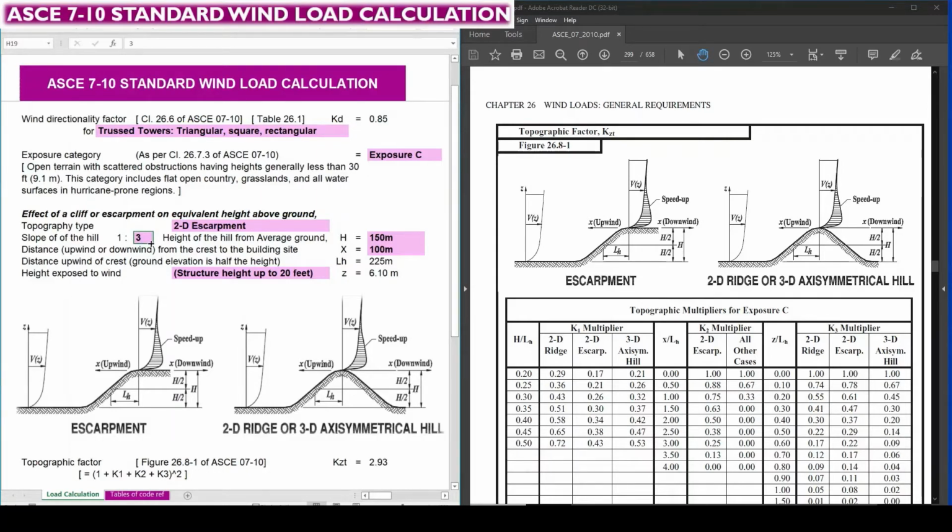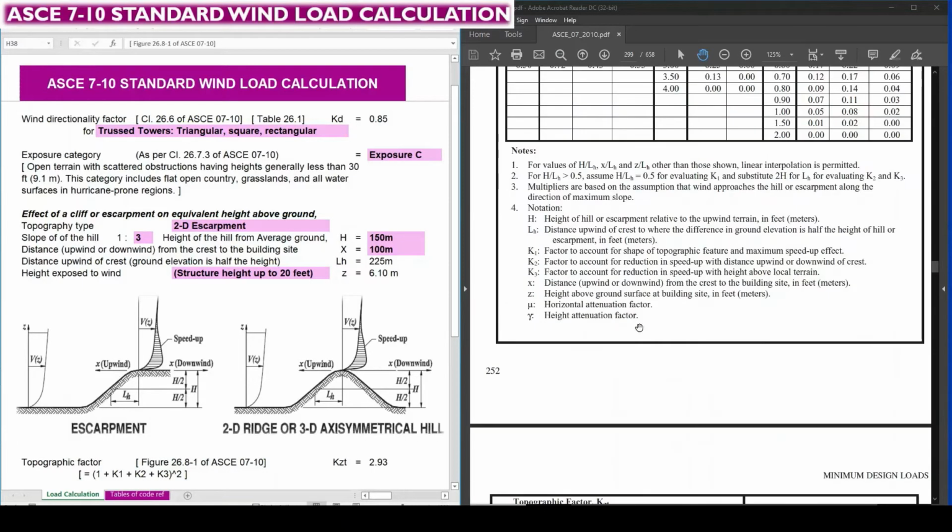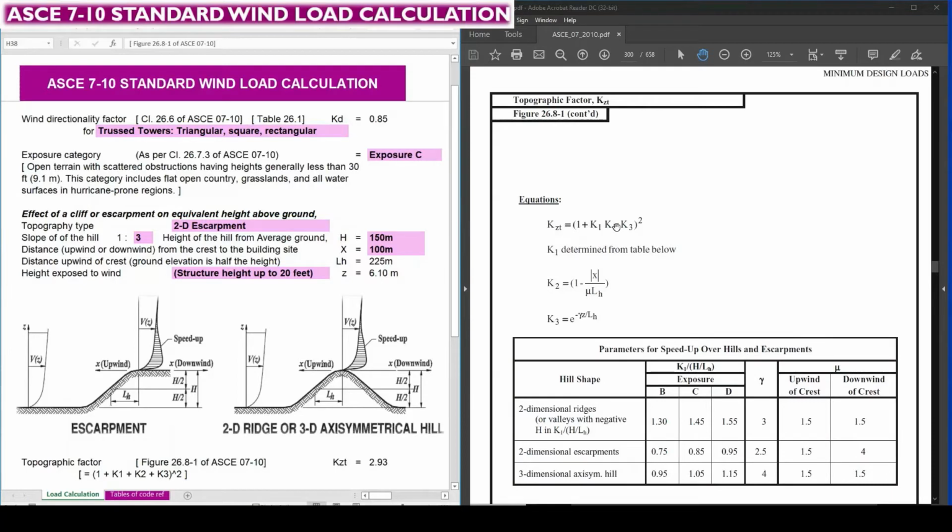If it is plain terrain, there is no issue. We can consider the topography factor Kzt as 1, or we have to calculate that Kzt using the formula given in Figure 26.8-1, that is page number 300. You can find it here, and you can see it on the right-hand side in the PDF file.